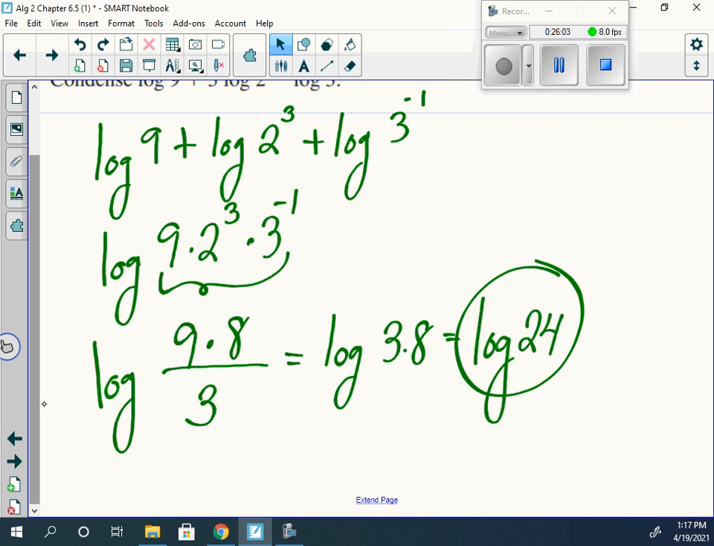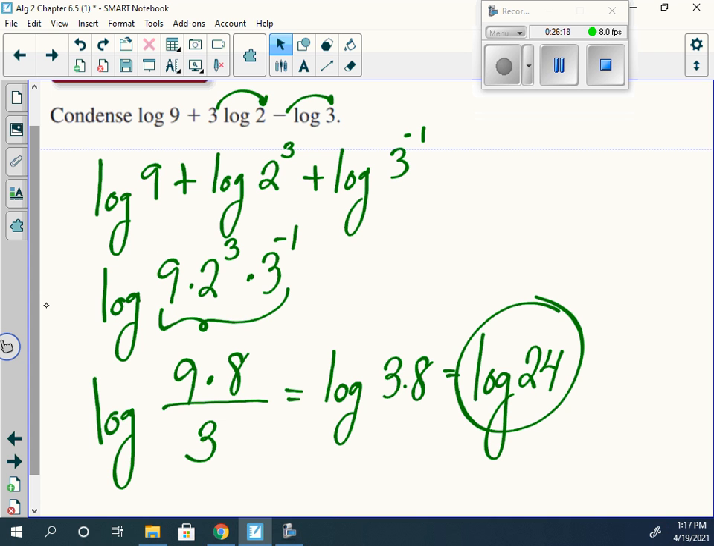And that is as condensed as we can get it. So log of 9 plus 3 log of 2 minus log of 3 is actually the same as log of 24. Problems like these are nice, especially if we're trying to check it, because log of 24 is a number. I can type that into the calculator and get a numerical answer, yes? So we could type that in and see what it is.